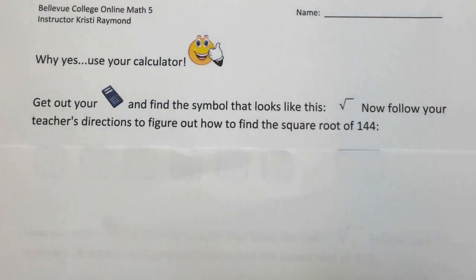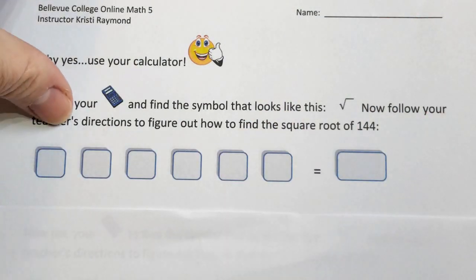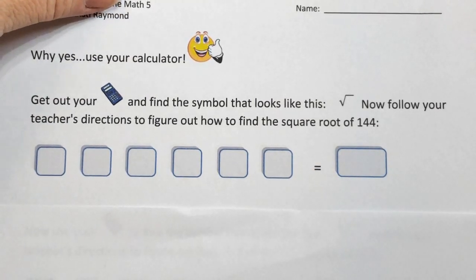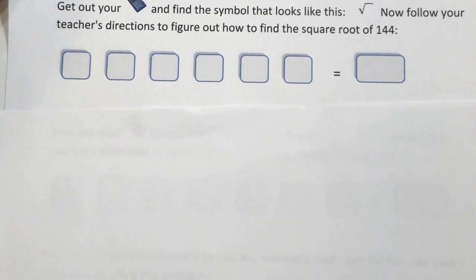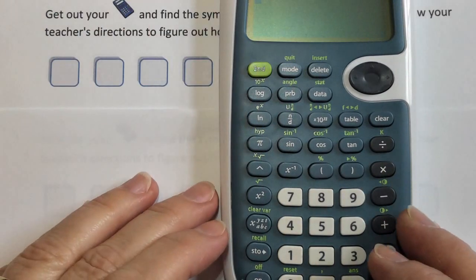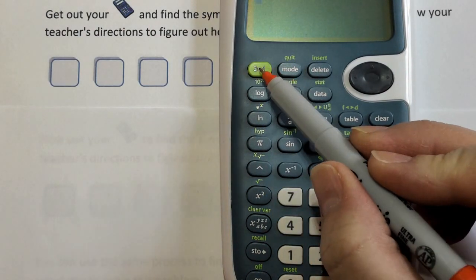All right. So let's do this together. Do the first one together. We're going to figure out how to find the square root of 144. Now we know it's 12. 12 times 12 is 144, but we really want to figure out how to do it on the calculator. The first thing that we need to remember is that to get to this little green symbol here, I'm going to have to hit second.